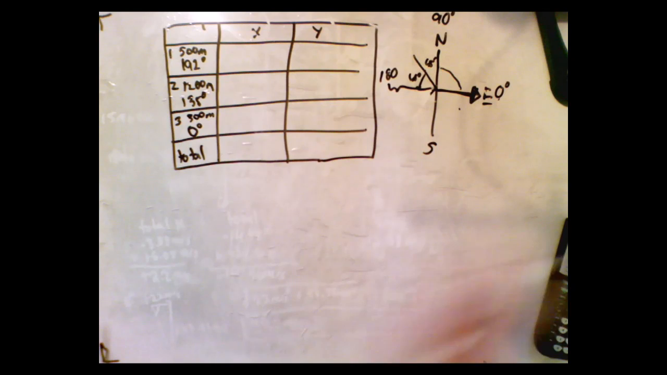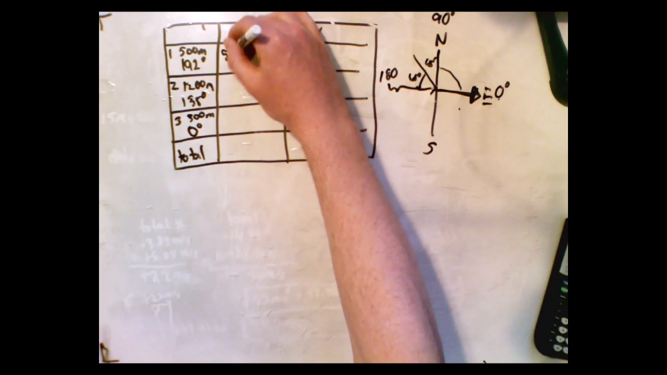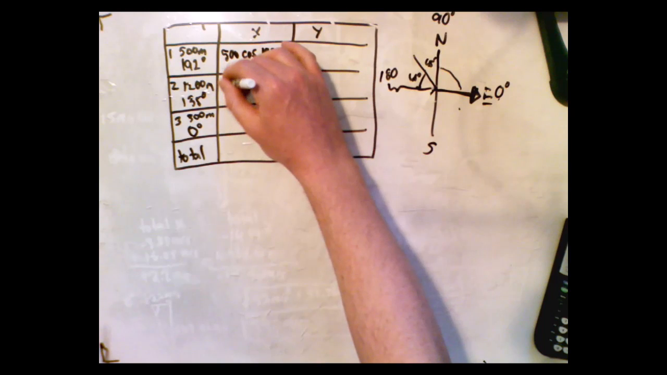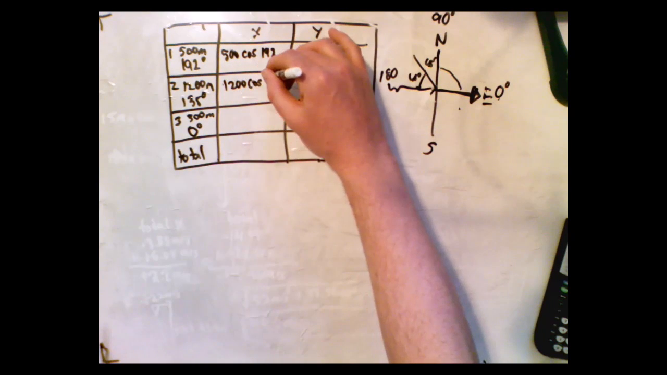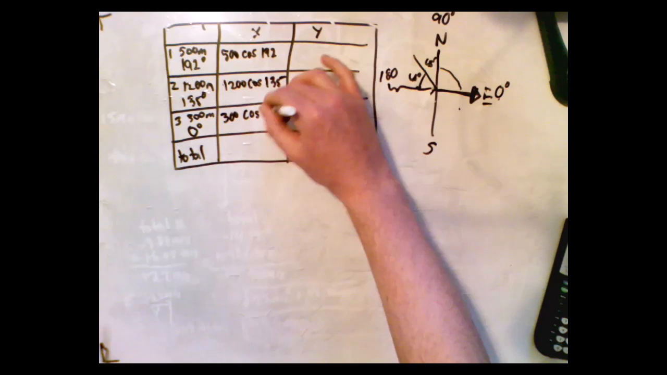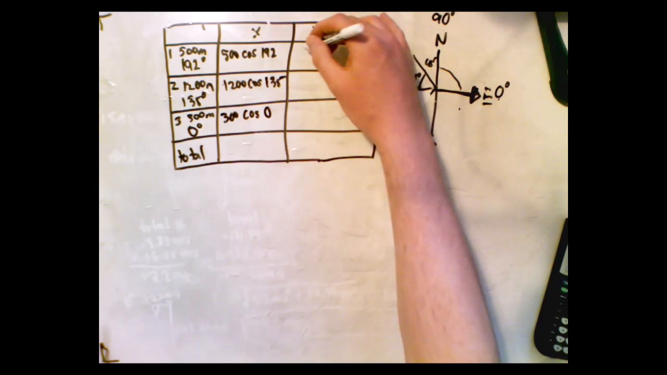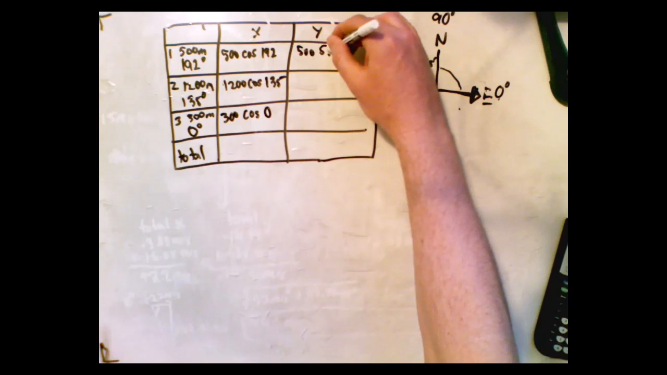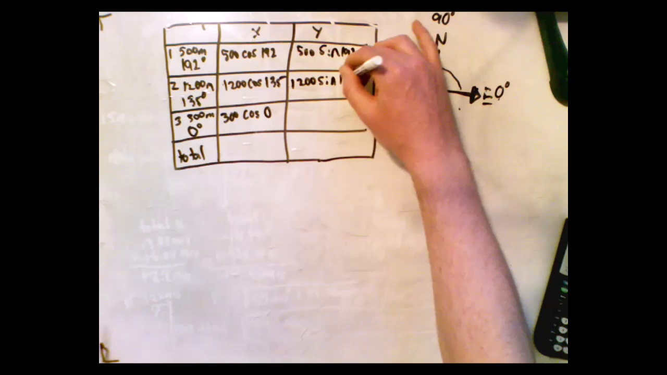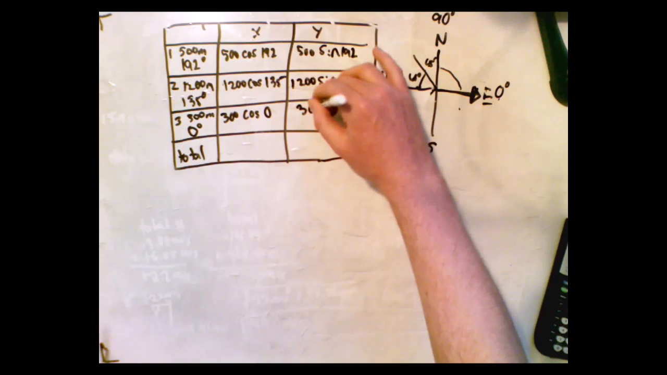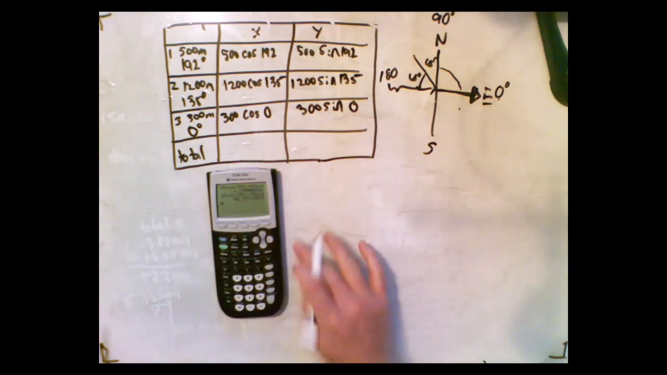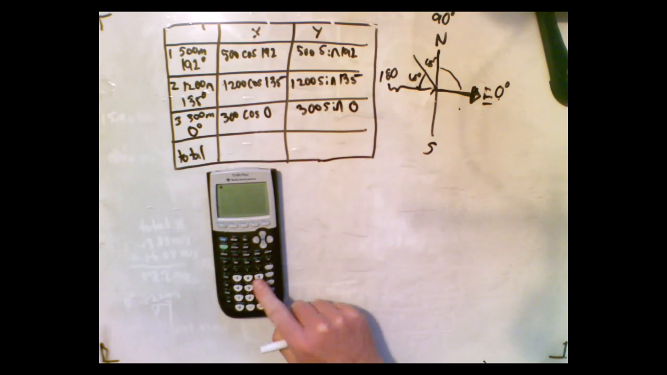Okay. So magnitude, 500. X is cos, 192. Magnitude, 1200. Cos, 135. Magnitude, 300. Cos, angle, 0 degrees. Same thing here. 500 sine 192. 1200 sine 135. And 300 sine of 0. I'm going to take those. I'm going to add those numbers up.